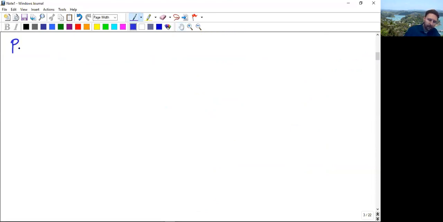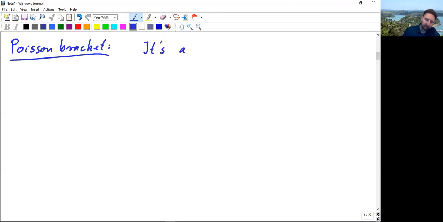The Poisson bracket is a multiplication. It multiplies two polynomials, and the result of this multiplication is another polynomial. So it's a multiplication of polynomials. That's the tool that you will need.